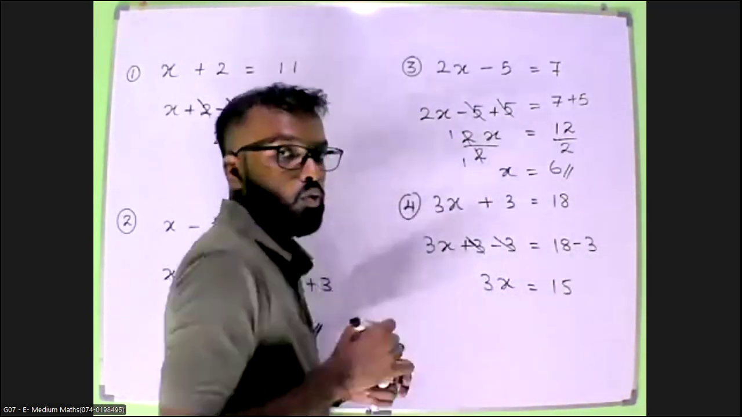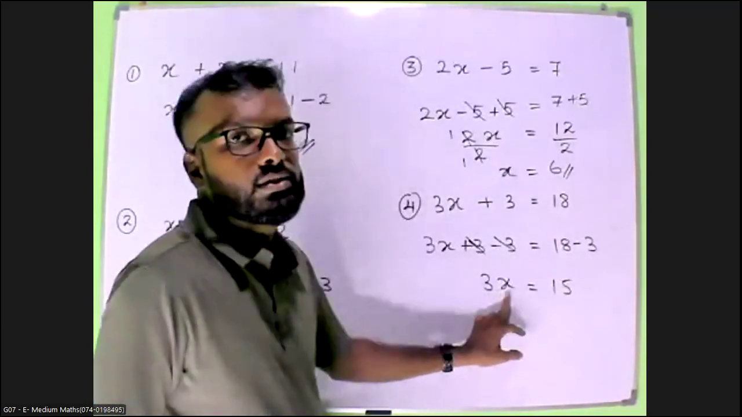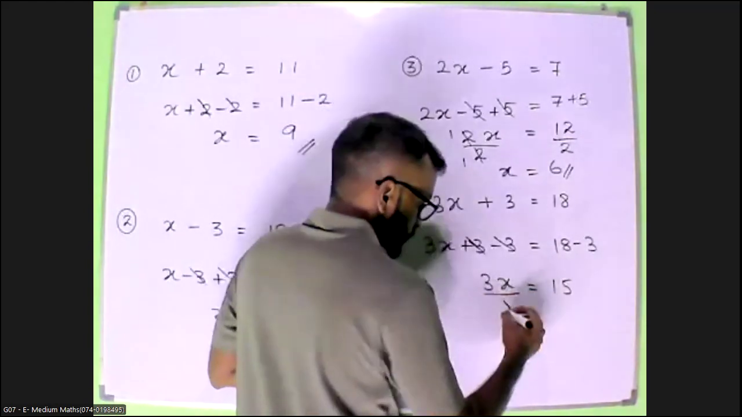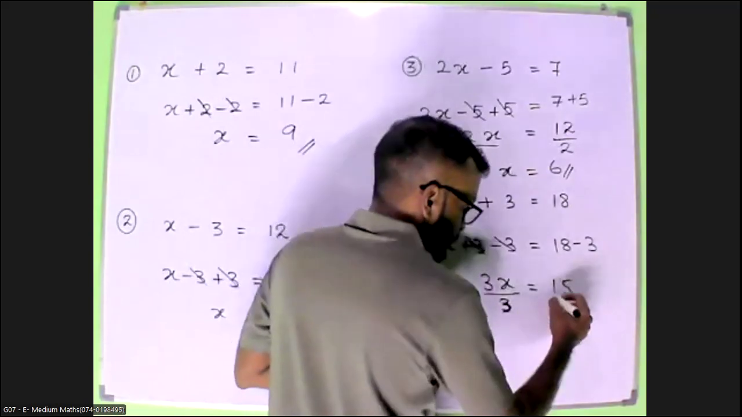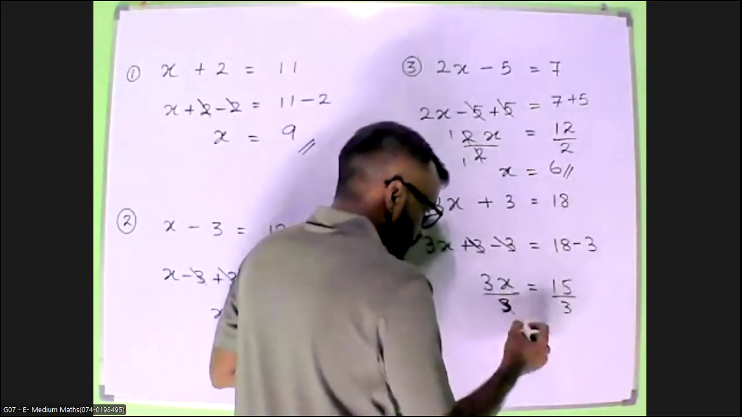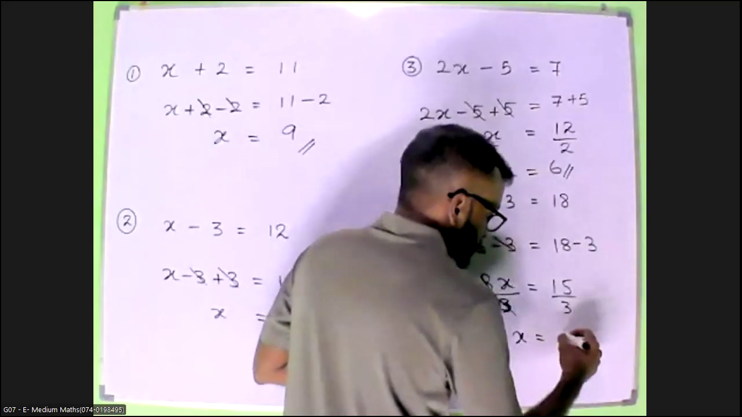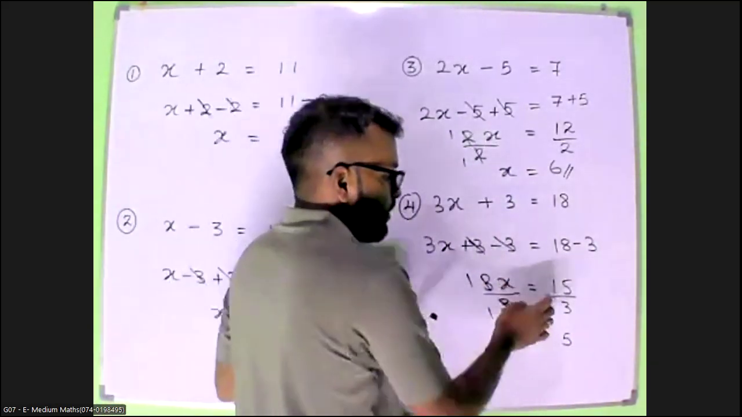If I want to remove 3, what should I do? 3 multiply x. Multiply. So I need to divide both sides by 3. 3 times 1, 3 times 1. x equals this. 15 divided by 3.